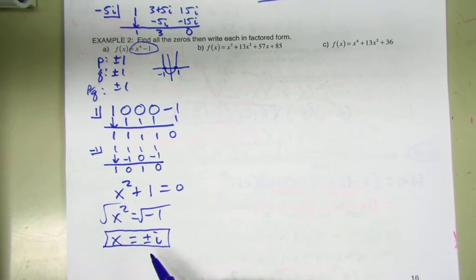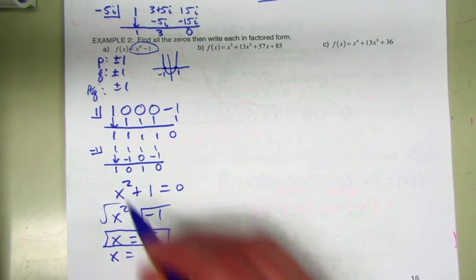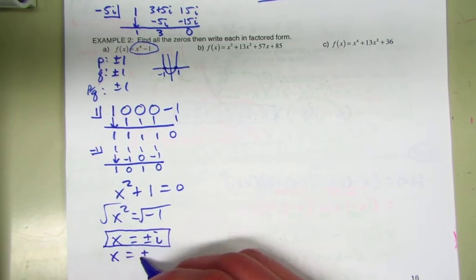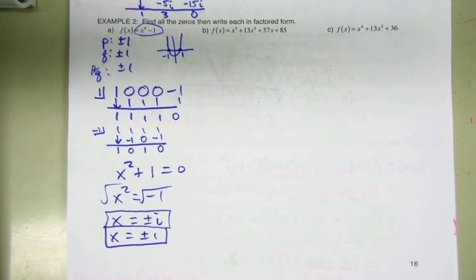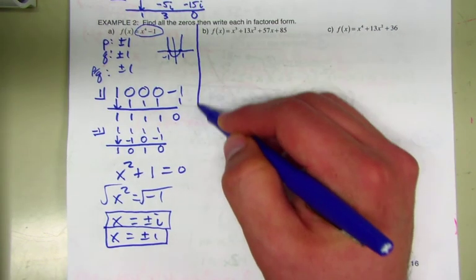So we have those two, and I forgot to write these down. Obviously, the first two that we found were plus or minus 1. So here are the 4 roots for that problem, or the 4 zeros. Okay.